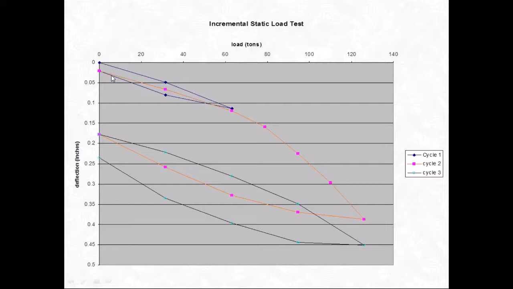Then it was unloaded, and it was loaded again to twice the design load, or 120 tons, unloaded, and then loaded again to twice the design load. And at this point, the load was held there for 24 hours. So this test took about a day to run to here, and then it sat there for 24 hours. And based on the test, it's got a permanent set of about 1/4 of an inch.